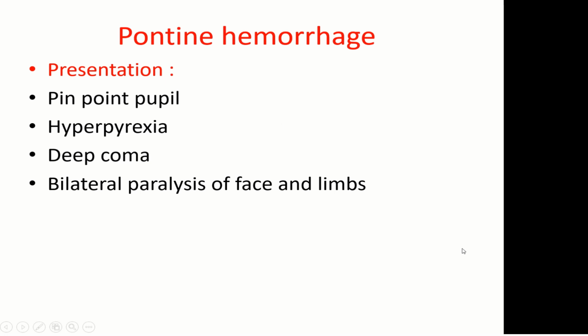Why is this happening? Pinpoint pupil: involvement of the trigeminal nerve. There are three divisions of the trigeminal nerve, namely mandibular, maxillary, and ophthalmic. The ophthalmic will give the nasociliary, which is connected to the ciliary ganglion. The ciliary ganglion will give short ciliary and long ciliary nerves, which go to the constrictors of the pupil. So if that is affected, it results in pinpoint pupil.